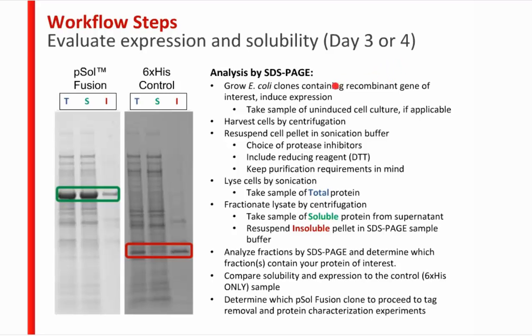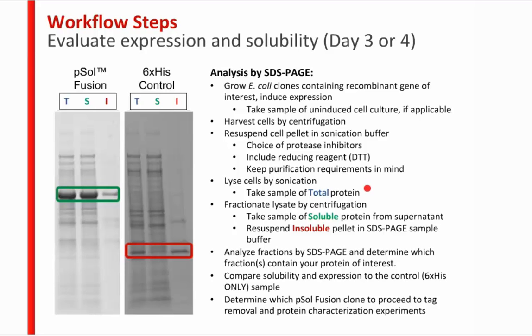But we grow E. coli clones and induce expression with the protocol that you would like to use. You can take a sample of the uninduced cell culture if you would like to. Harvest the cells by centrifugation and resuspend them in sonication buffer. And at this point, if you're planning on purifying this sample, you probably want to keep the purification requirements in mind. So DTT, protease inhibitors, just think about those things while you're getting your sonication buffer together. And then lyse the cells by sonication, and then take a sample of total protein.